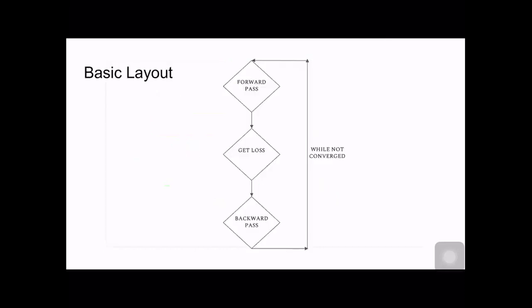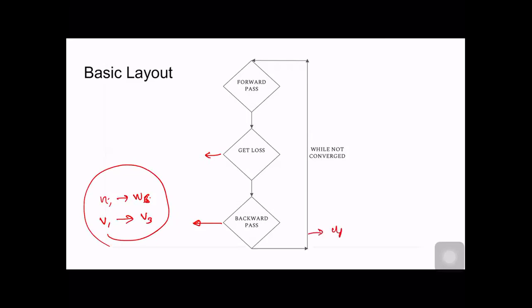So this is the basic layout of how a neural network actually works. There is a forward pass. You calculate the loss, right? Then the next step, once you get the loss, is to calculate the gradients for all the weights. In our case, they were W1 to W6, and V1 to V3, right? So you calculate the gradients of all these weights. And then you update your weights, since the only unknown in the gradient descent algorithm was the gradients, and now we have calculated them, so we can easily update our weights.